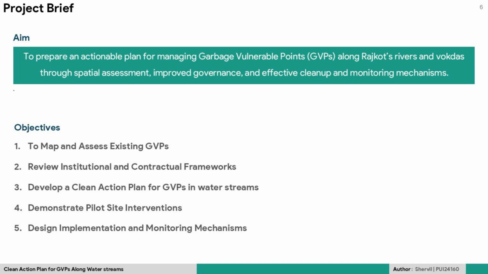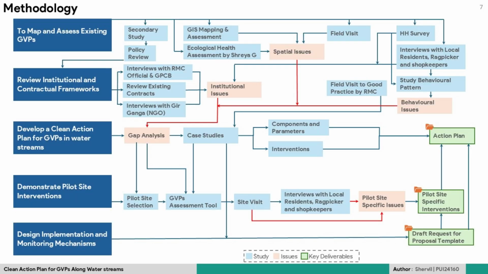This project focuses on creating an actionable plan for managing GVPs along water streams through spatial assessment, governance review, community engagement, and a replicable pilot intervention model. The study followed a structured approach: mapping and diagnostics, institutional and contractual review, stakeholder interaction, case study analysis, pilot site detailing, and final action plan development.